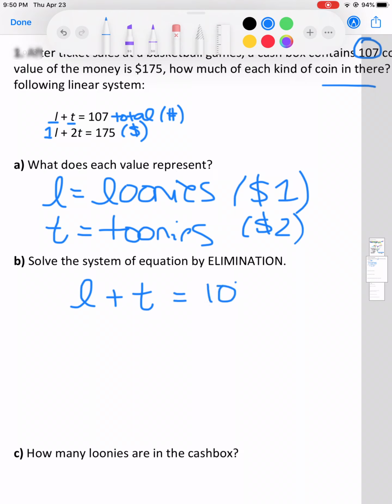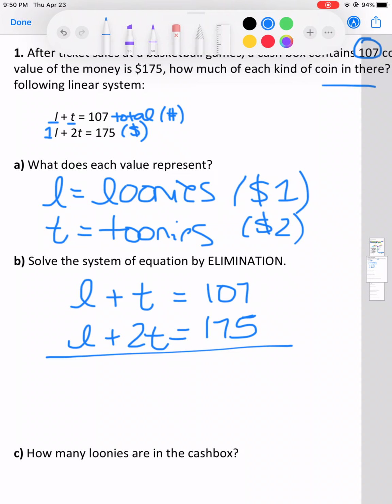is equal to 107. And then L plus 2t is equal to 175. Okay, so we've lined them up. We need to get rid of one variable. Well, if you take a look, our L's are already the same. I don't have to do anything to change them, because my T's, the numbers in front, are different: this is a 1.